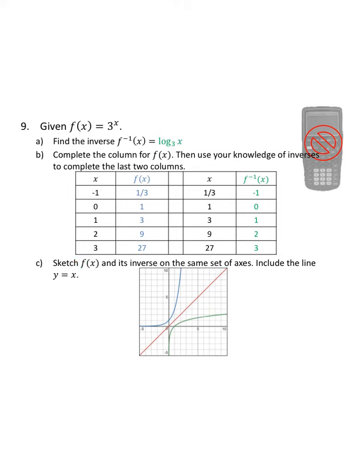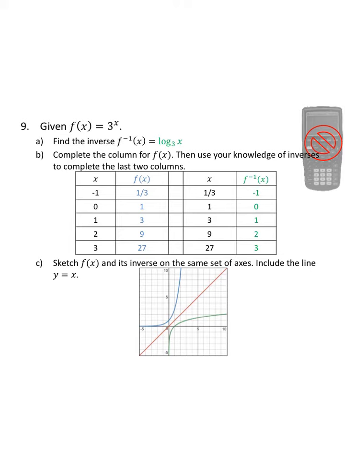Now, we want to use our knowledge of inverses to complete the last two columns. So these three columns will all be blank, and you'll need to fill them in. What does an inverse do? An inverse switches x and y. So what was an x becomes a y. What was a y becomes an x. So the pairs of points that you have in these two columns get flipped around for these two columns. That's it. That is all you're going to do in order to find an inverse.